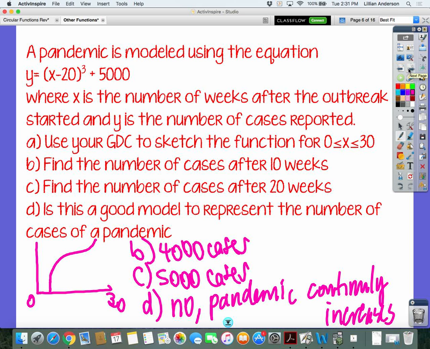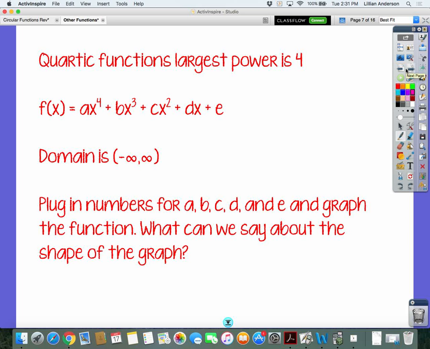After a cubic comes a quartic. A quartic is when you have an exponent that is 4, okay? And that's broken down as ax to the 4 plus bx to the 3rd plus cx squared plus dx plus e. The domain of a quartic function is negative infinity to infinity, just like a cubic, okay?